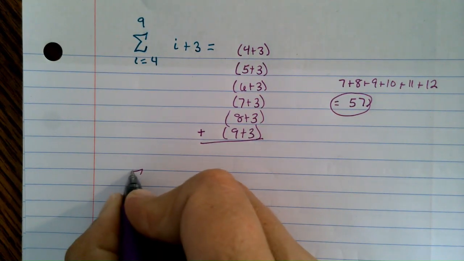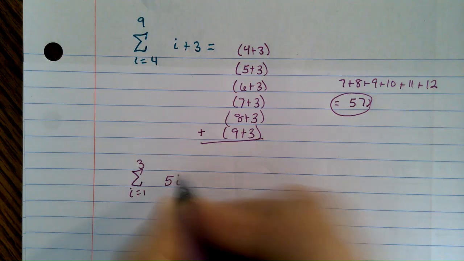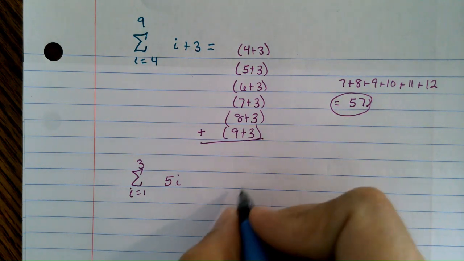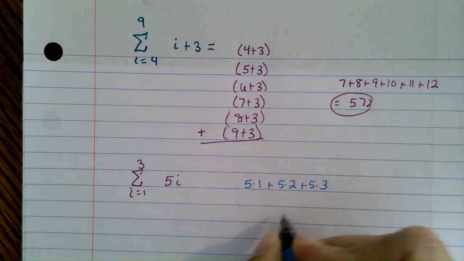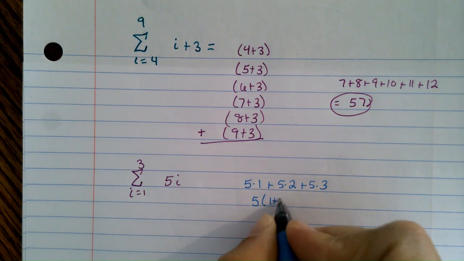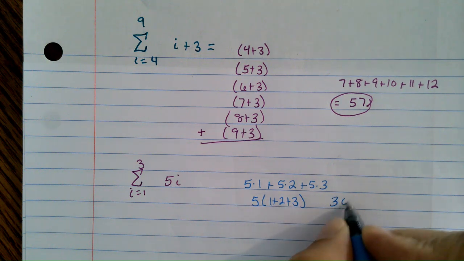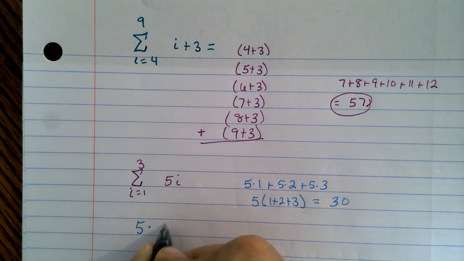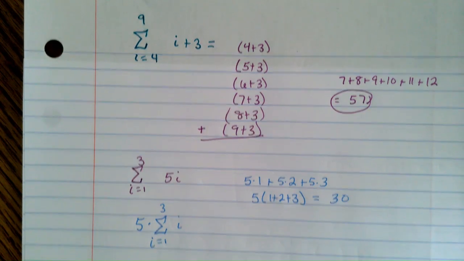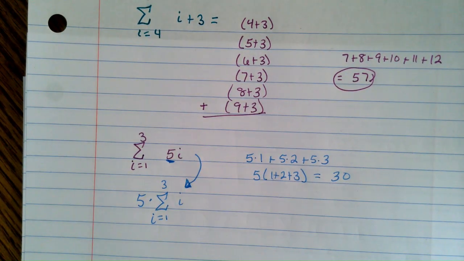Or what about the sum from 1 to 3 of 5i? Well, we'd have 5 times 1 plus 5 times 2 plus 5 times 3, or 5 times 1 plus 2 plus 3, right? Same thing? So 5 times 6, this is 30. So I also did it the second time as 5 times the sum from 1 to 3 of just i. So we've just shown that a coefficient multiplier can be pulled out front.